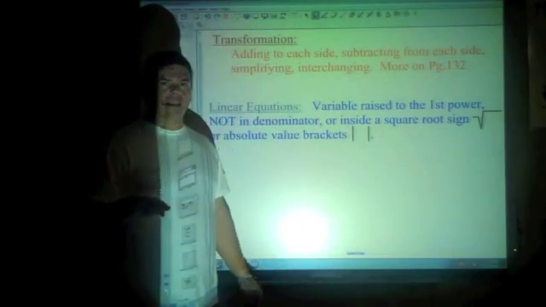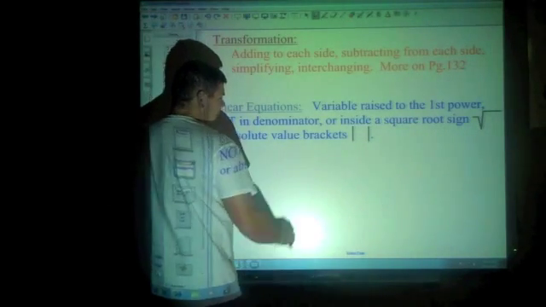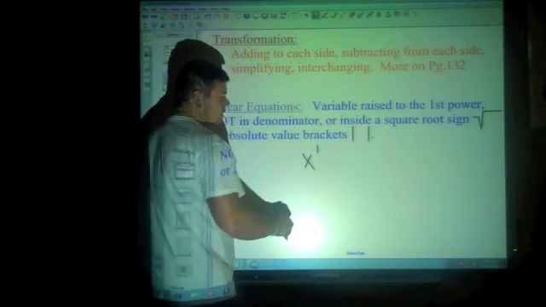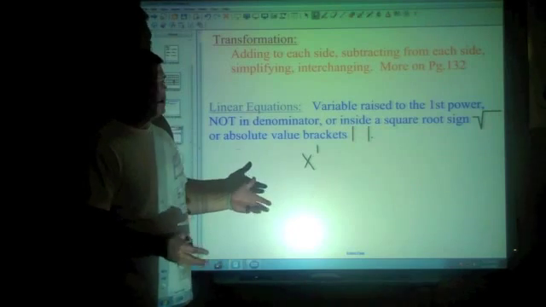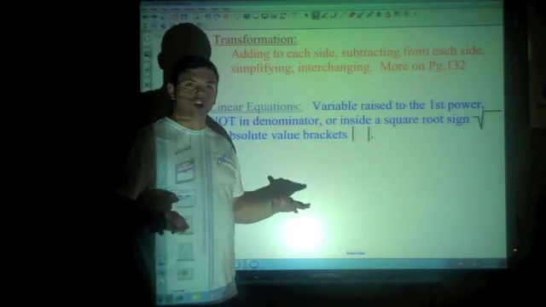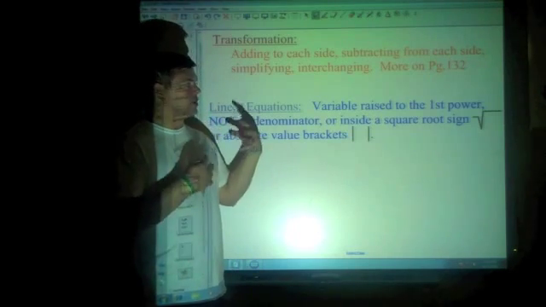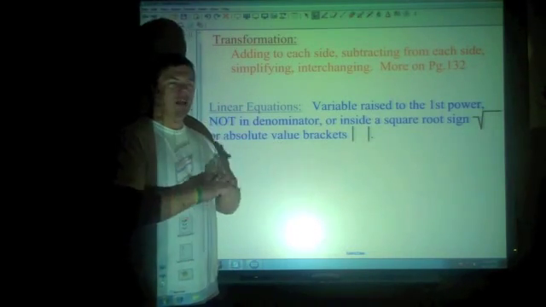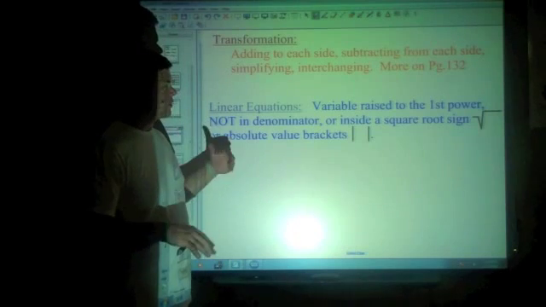We don't typically write the actual first power. It's not like we would write down x to the first. Usually it's just written x. But what I want you to make sure of is that there's no x squared, there's no x cubed, no x to the fourth. It's just x, or n, or r. Just a variable, no other exponents really shown.